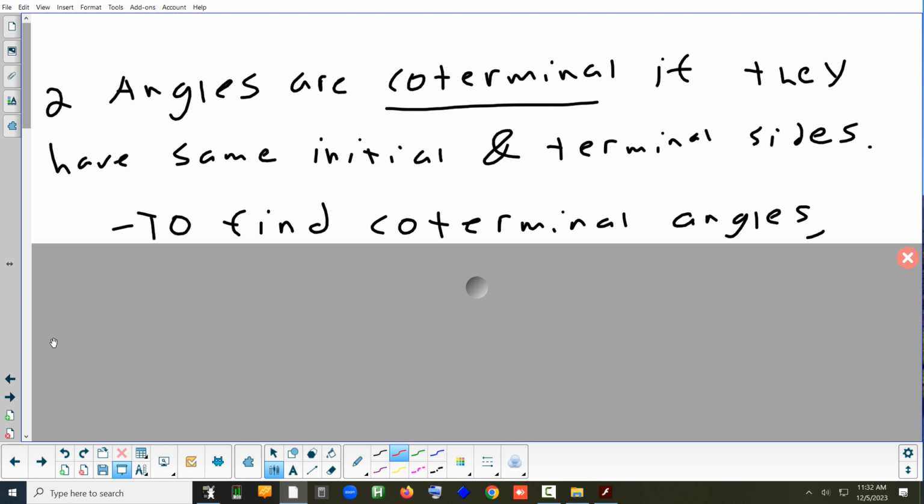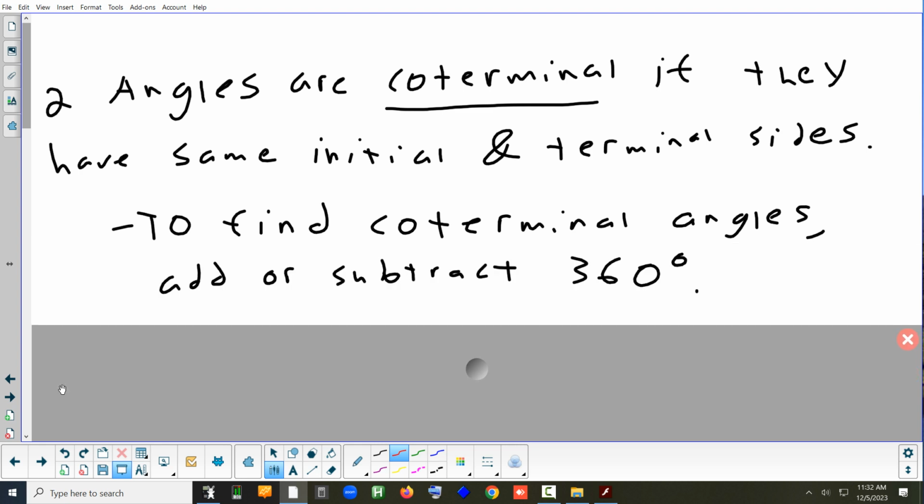So 90 and 450. What's the connection between those? They're coterminal because you can take one and do what to it to get the other one. You can kind of think of it 2 different ways. Well, 450 minus 90 is 360. Or 450 minus 360 is 90. If you subtract 360 from something, you'll get an angle that's coterminal. Or what else could you do? You could add 360. So to find coterminal angles, you can add or subtract 360. And that's what makes trig easier to do in your head.